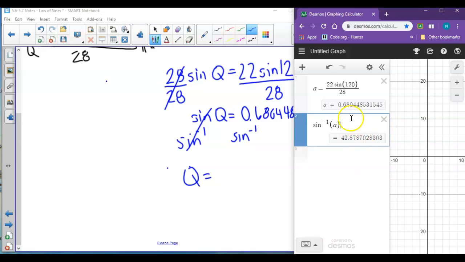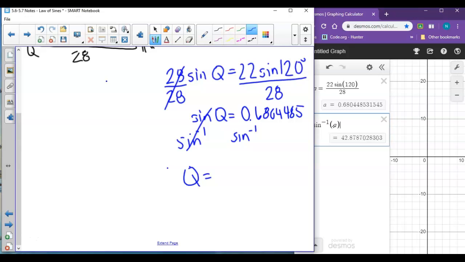Now, you don't necessarily have to do it that way. You could type in this whole number, but if you let this equal A and then type A here, it's kind of like storing that value in your calculator. Of course, you're welcome to use your calculator if you've got one at home, but a lot of us are having to rely on Desmos here. So we'll have 42.879 degrees if we round to 3 places there. So this is our answer.